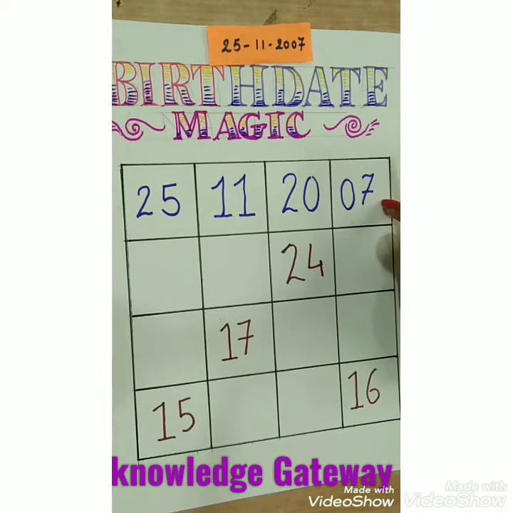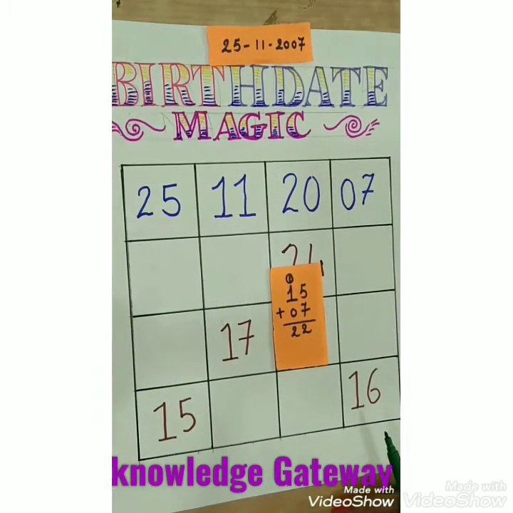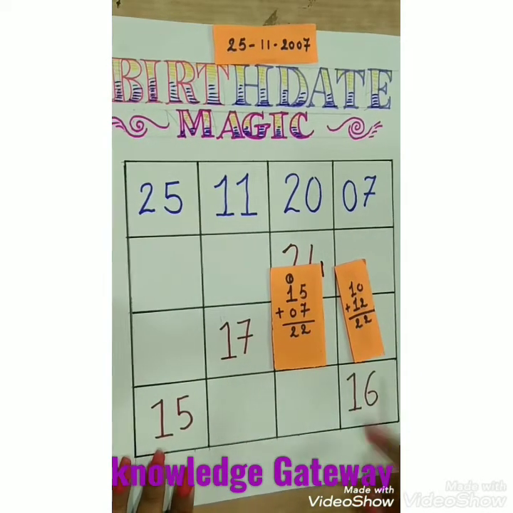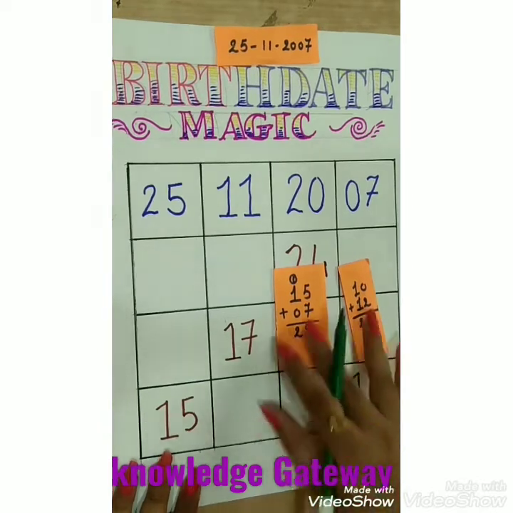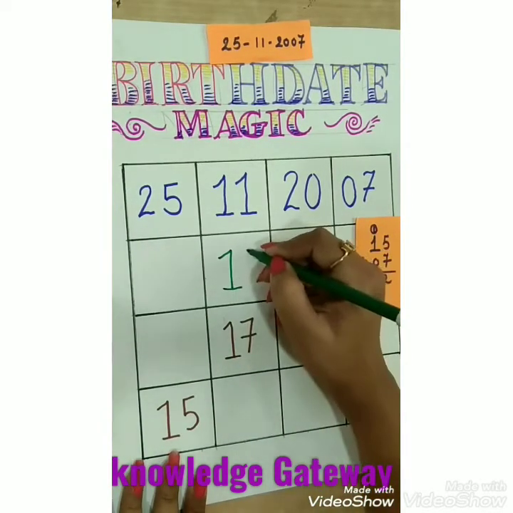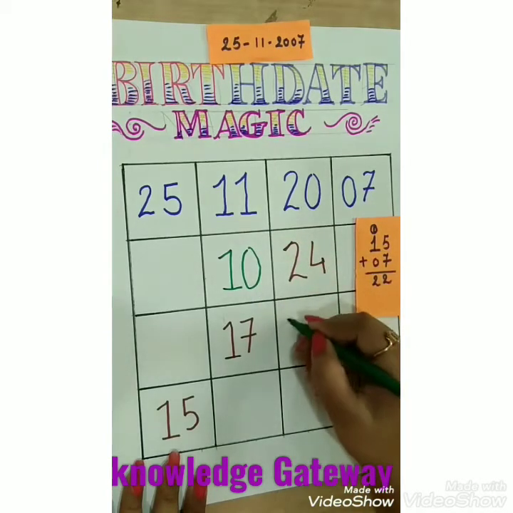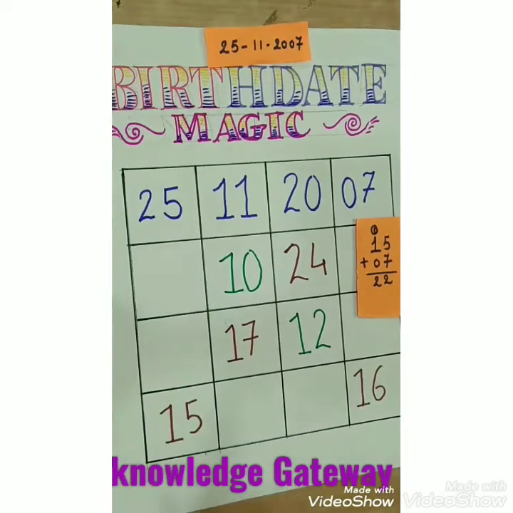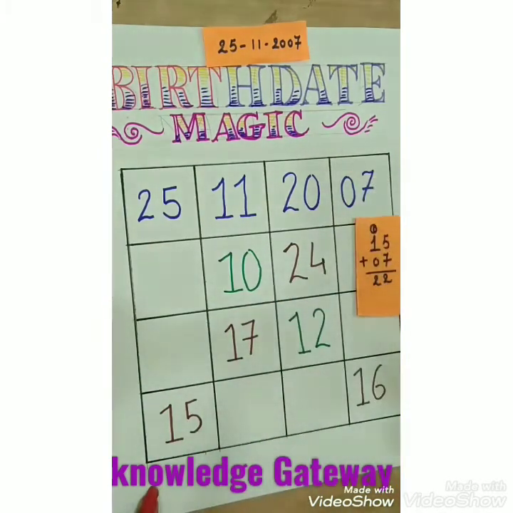So 15 plus 7 is equal to 22. Now another number, suppose I will take 10 plus 12. That one is also equal to 22. So I will put 10 plus 12. Now you observe our two diagonals are completed.